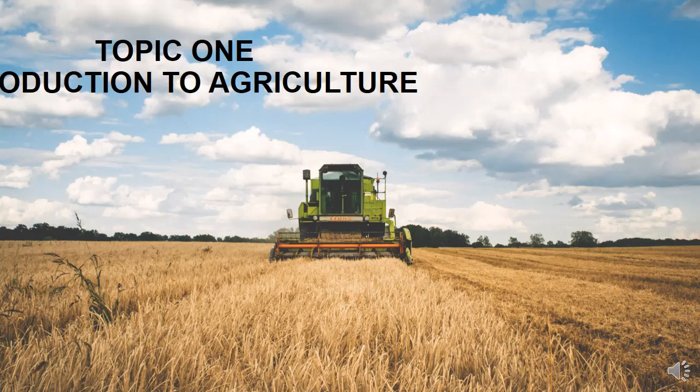We look at systems like extensive and intensive systems. What are these systems and what are their importance? Then we look at the methods of farming. What methods are used in agriculture? So there's a difference between the systems and the methods of farming.